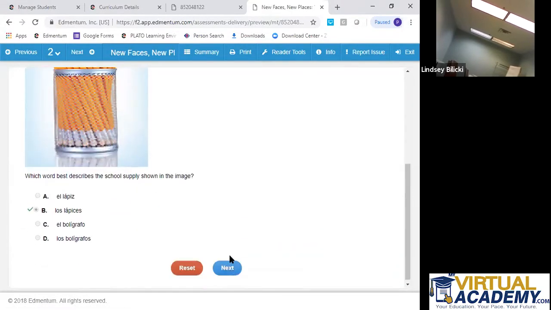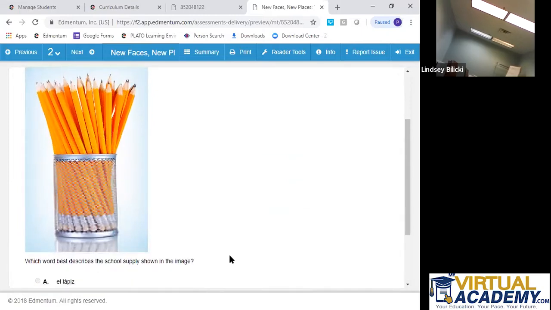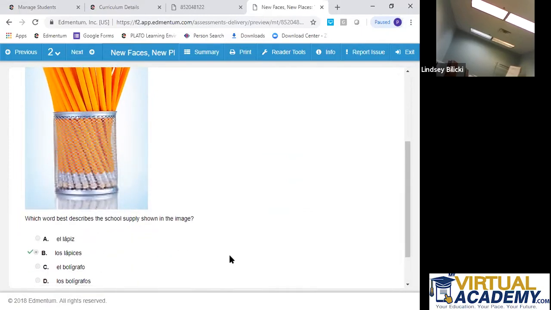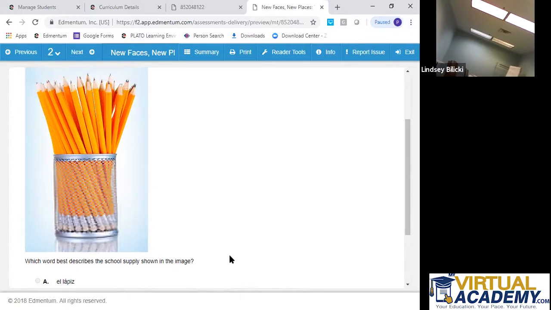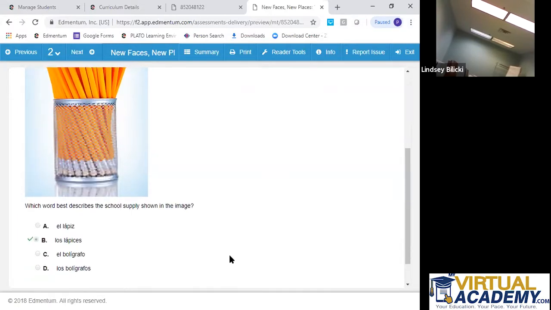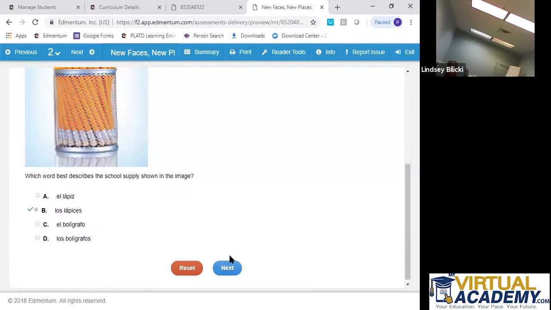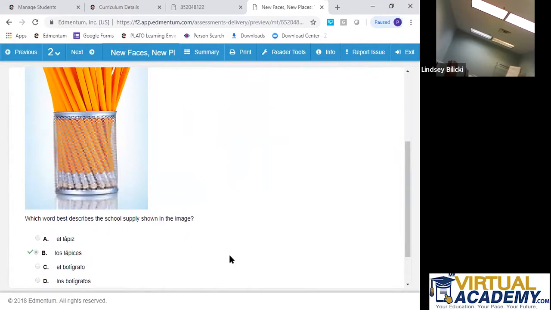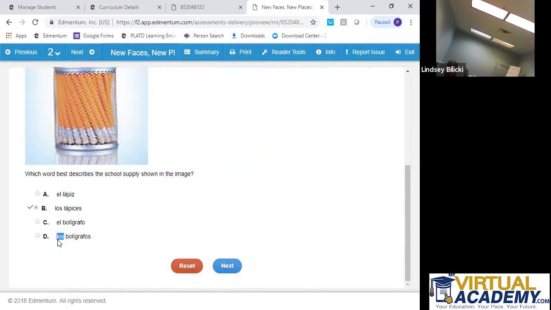Which word best describes the school supply shown in the image? So those are some pencils, right? So then if you don't know the word in Spanish, Google it, which helps. So then you grab the words, and then you just go and find the best one. But then here we're going to find the article. So it's more than one. So we won't grab the el because when it's plural, for the masculine, it will be los. So los lápices.